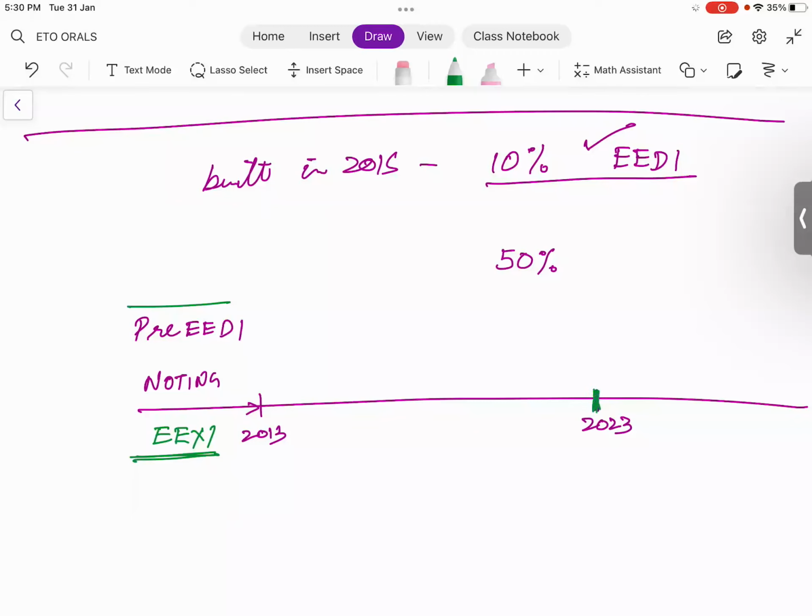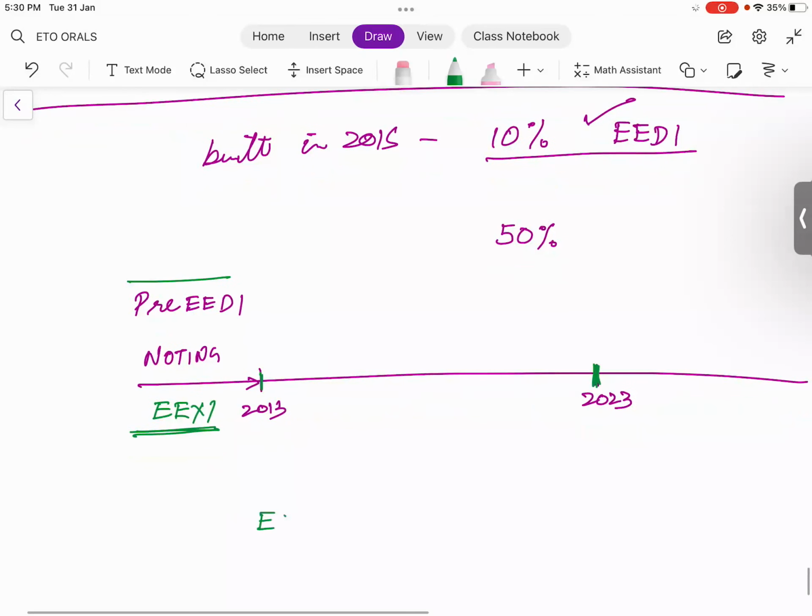Okay. Now for the vessels built between 2013 and 2023, let's take a comparison. Suppose the EDI value of the vessel is lower than the EEXI, then there is no need of complying with EEXI because you are already below the set limit.